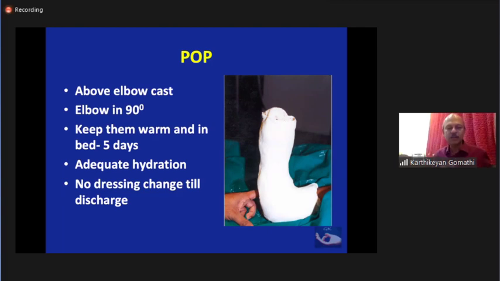We need to keep them warm and in bed for 5 days. Adequate hydration. We always prescribe for adult patients 5 pints of fluids, whether it is sweating, whether it is cold, whatever, 5 pints every day, and extra fluid according to the urine output. And our protocol is no dressing change till discharge. If the skin cover has not been given, at the end of 10 days, we do a dressing change and give a skin cover, like I told you, the delayed primary skin cover, and then we discharge after that.